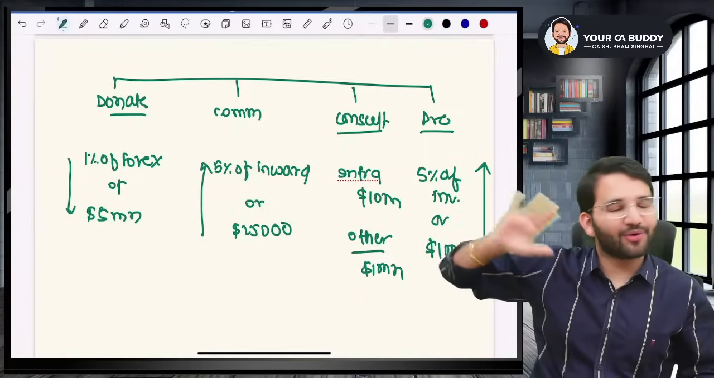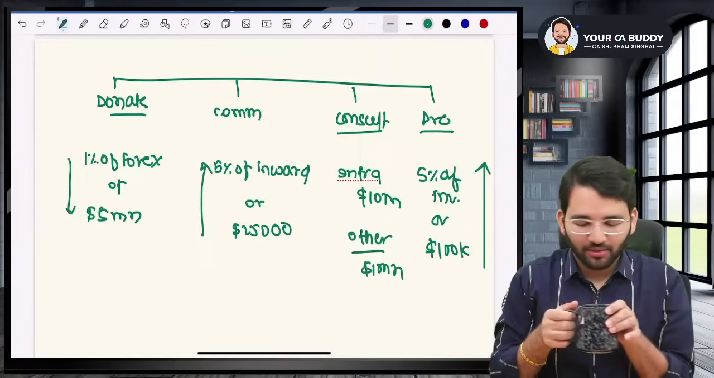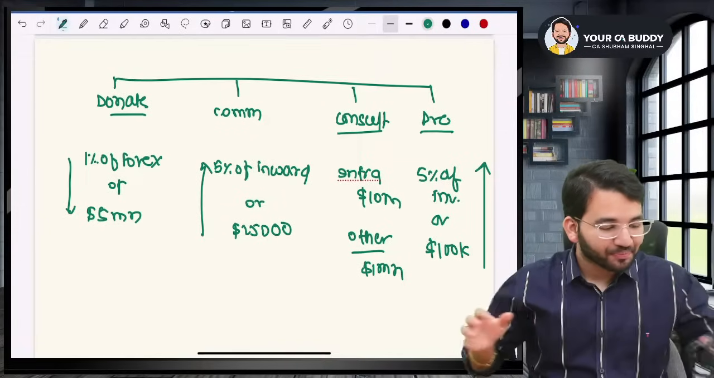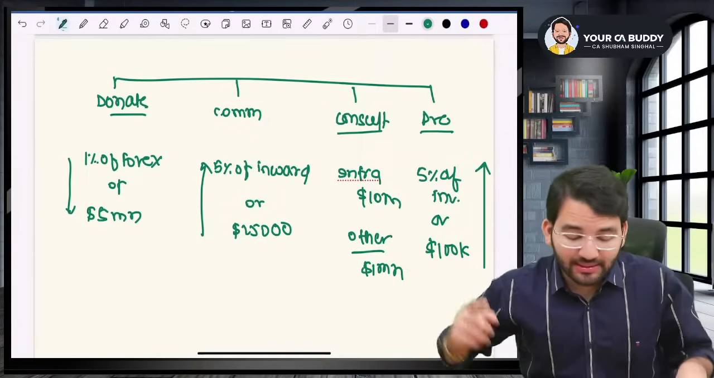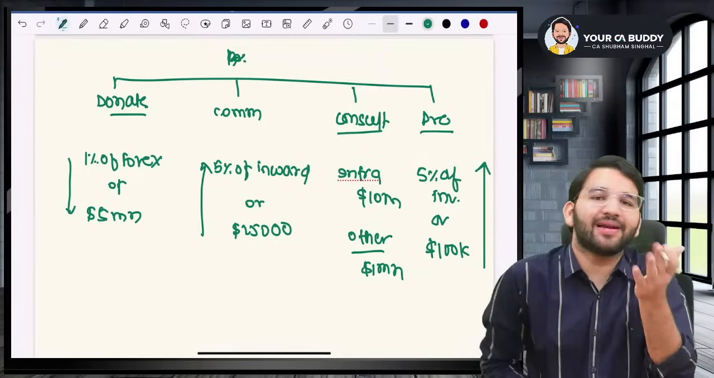To these limits, no approval. Beyond this limit, RBI's approval will be required. Okay. This is for whom, sir? This is for artificial persons, not for individuals, other than individuals.